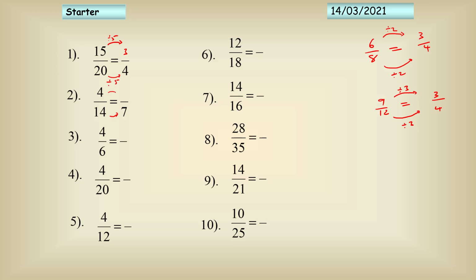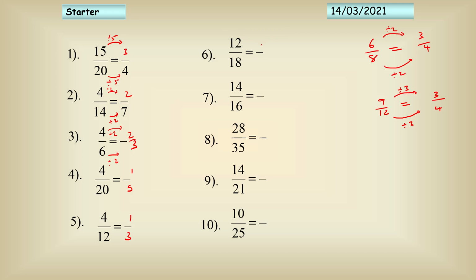Okay, again we've got to divide numerator and denominator. This time is divide by 2. And so 4 divided by 2 is 2 out of 7. Question number 3. Got to divide by 2. And that gives us 2 out of 3. Question number 4. Divide by 4. Should have 1 out of 5. Question number 5. Divide by 4. So you should have 1 out of 3.